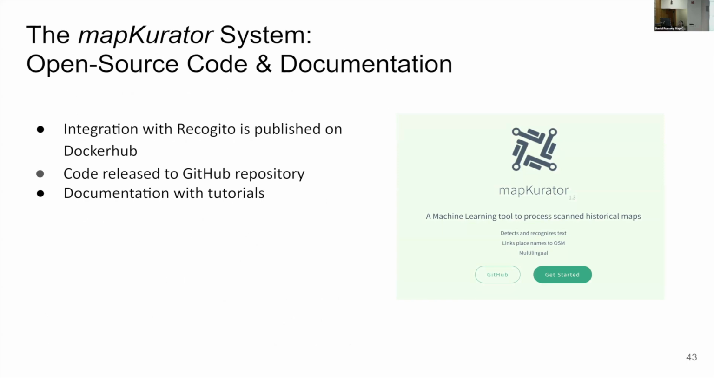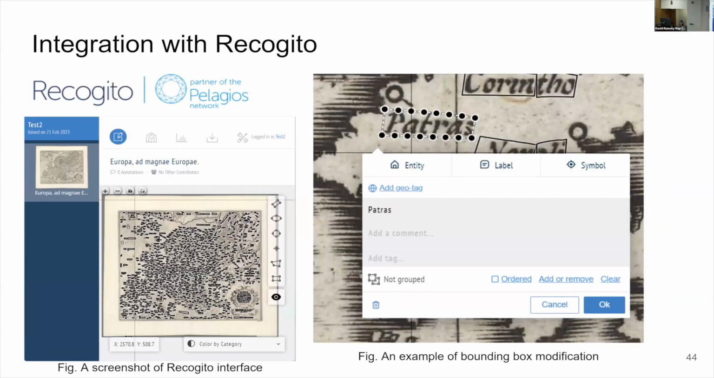And for the open source code and documentation, we had an integration with Recogito, which is published on Docker Hub. The code is released in a GitHub repository, and the documentation with tutorials is on our website. And this is a screenshot of the Recogito interface. In the figure, we can see an example of bounding box modification, which means we can directly modify the annotation result that comes from the text spotting.